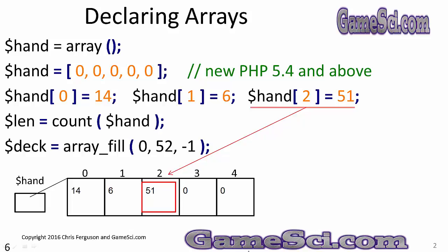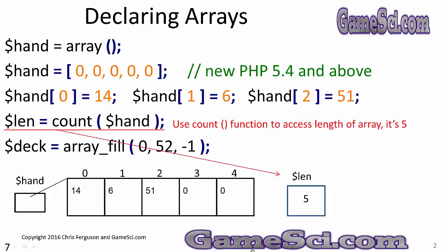Another commonly used and very helpful thing to know about an array is how many items are currently in the array. This line of code, length equals count of hand, uses the count function to access the length of the array. In this case, it's 5. You can see two lines above, I initially created 5 items. Even though I only assigned 3 slots to the array, those 5 items are still there. Count returns the number of slots that have been allocated for the array.